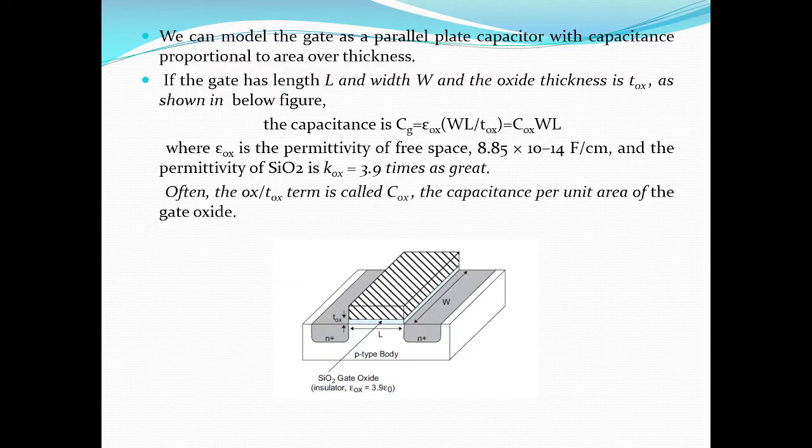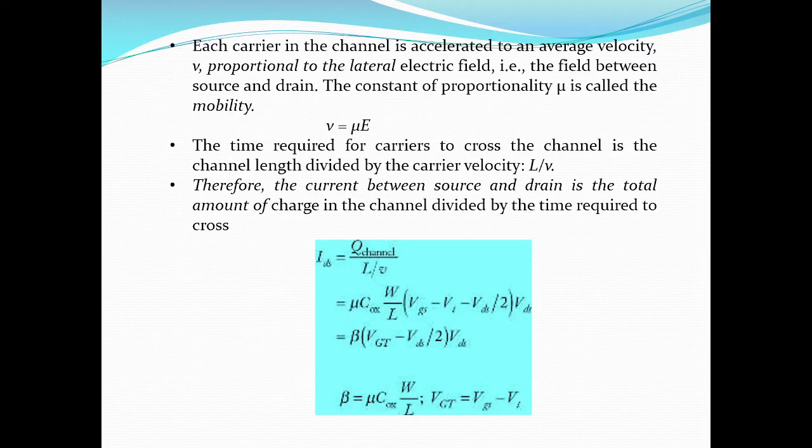So often this epsilon OX by Tox term we call Cox, the capacitance per unit area of the gate oxide. Next we will see each carrier. We are going to define the parameter mobility.